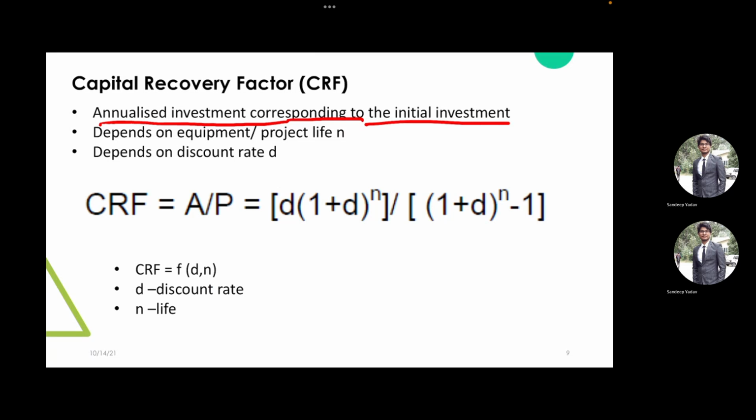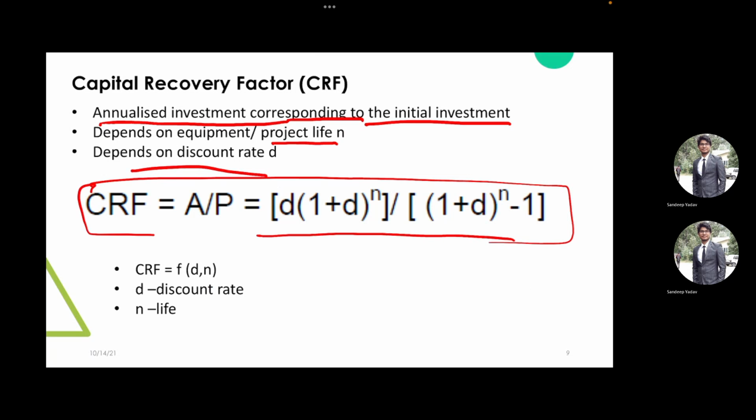It depends on the equipment or project life, that is N. It depends on the discount rate. So CRF, A by P, is equal to D times (1 plus D) to the power N, divided by (1 plus D) to the power N minus 1. So from this formula we can see CRF is a function of the discount rate and project life N only, where D is the discount rate and N is the life.